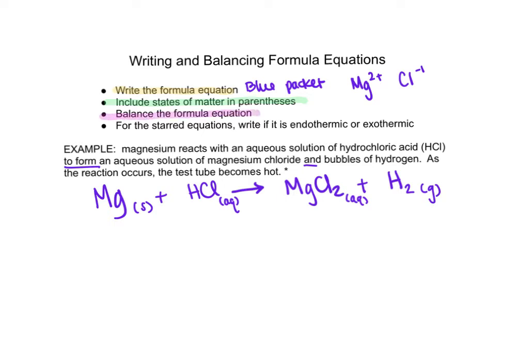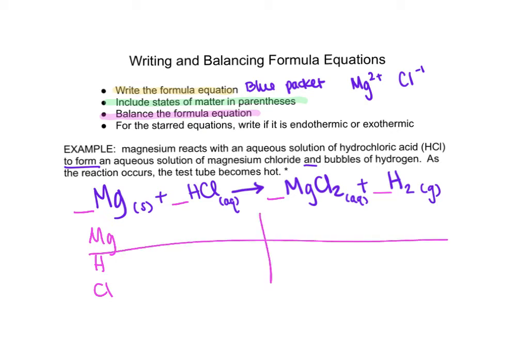Next, we have to balance the formula equation. So this is kind of the new piece of information. So I'll just put my marks here on where I'm allowed to put a coefficient if we need it. And then we'd say, okay, Mg is one of our elements, then H, then Cl. And I'm just going to make my little chart here. And then I'm going to count. I got 1 Mg, 1 H, 1 Cl to start on my reactant side, 1 Mg, 2 H's, 2 Cl's to start on my product side.